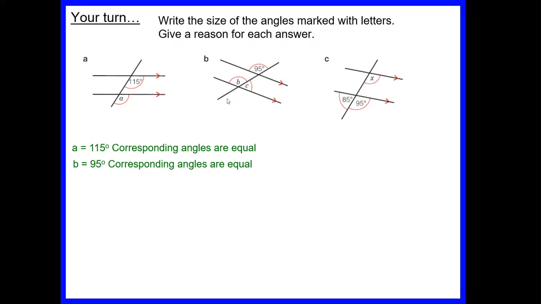And for C then, well, now that we know that B is 95 degrees, we've got a straight line here, so we can use our angles on a straight line rule to find C at 85 degrees.